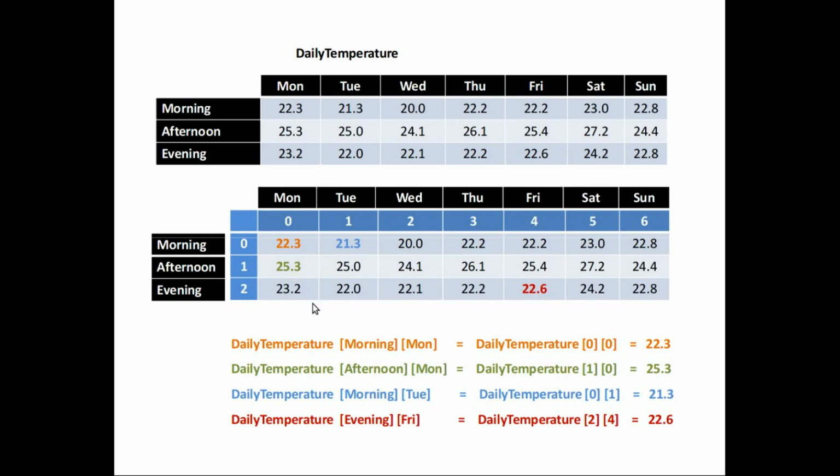And how do we do that? We represent that on our table using rows, like this. So the morning is represented by 0, the afternoon is represented by 1, and the evening is represented by 2.